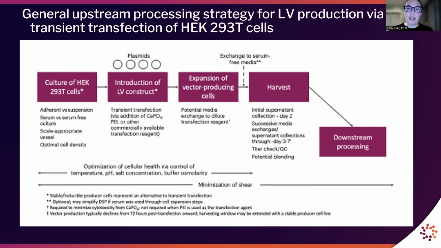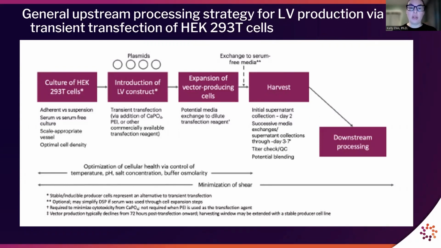HEK293 is an immortalized cell line that's derived from human embryonic kidneys that's been transfected with an E1A adenovirus gene, and therefore it can produce very high levels of protein. HEK293T is a daughter cell line derived from HEK293 original cell line, and HEK293T was transfected with SV40 large T antigen, and that enables amplification of vectors containing an SV40 promoter, and that considerably increases protein expression levels during transient transfection. So HEK293T is most often used for lentiviral vector production.